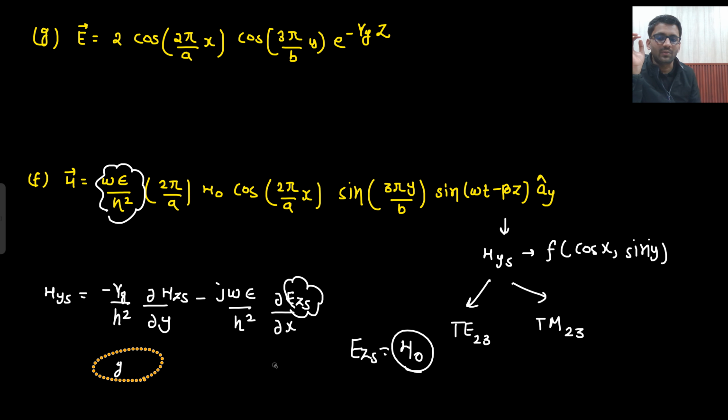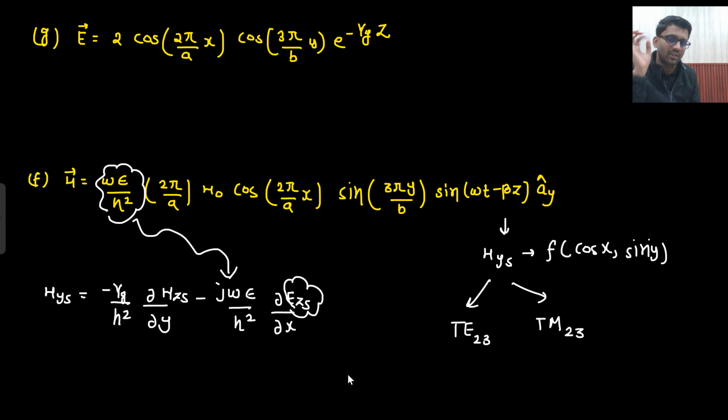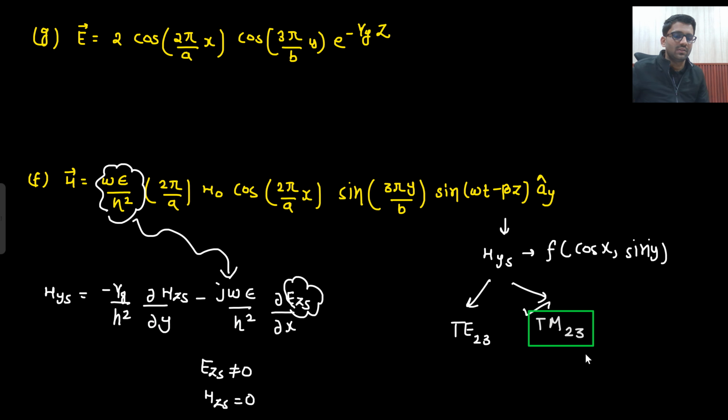So let me write it down here. What I can see is that omega epsilon upon h square, and here this is EZS. So both can be related. So that means EZS is non-zero. Certainly then HZS would be 0. So what is this? Transverse magnetic. So this is the correct answer of this one.